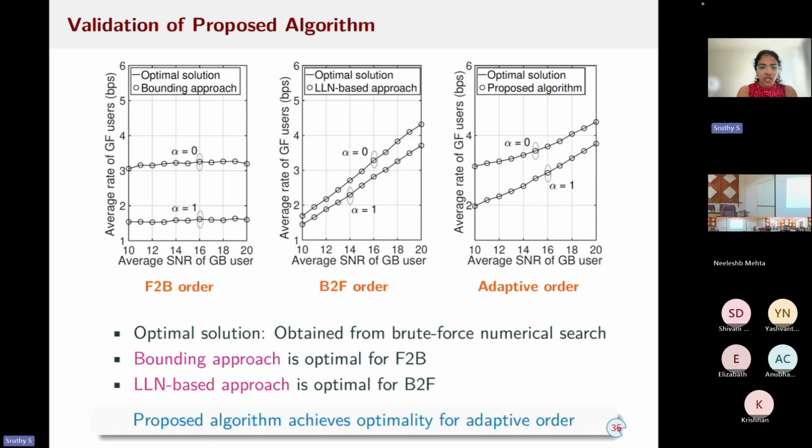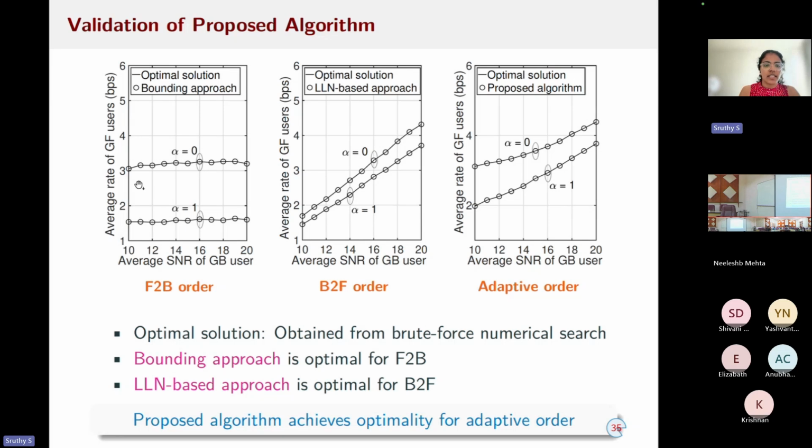So to validate our proposed algorithm, we are plotting the average rate of grant-free users as a function of the average SNR of the grant-based user for the F2B order, B2F order, and adaptive order. In all the figures, we are plotting the optimal solution, which we have obtained through brute force numerical search across all the modulation and coding schemes and the powers. Here, for the F2B order, we are plotting our proposed bounding approach.